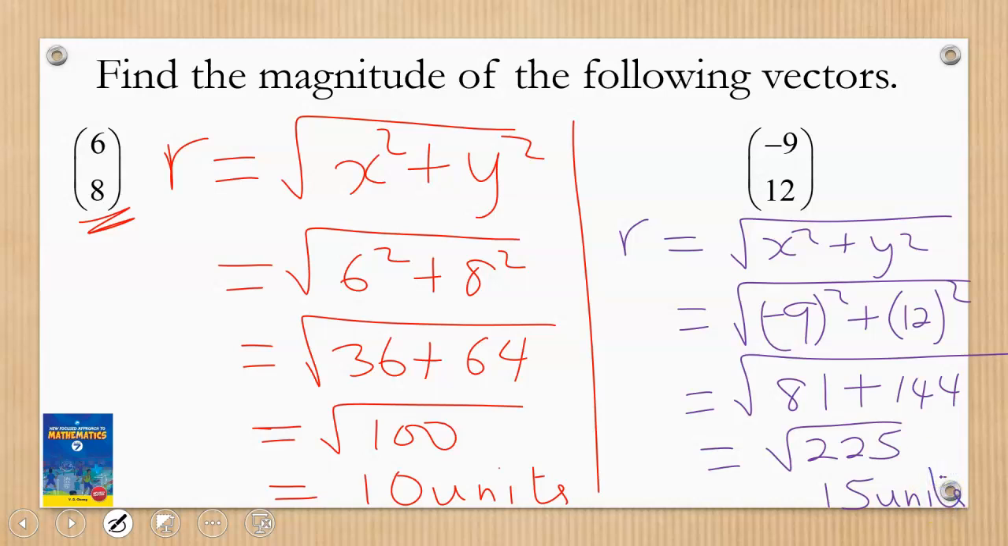Right. So this is how we can solve magnitude of vectors. I'm sure you have more examples in the book. You can try your hand on them.